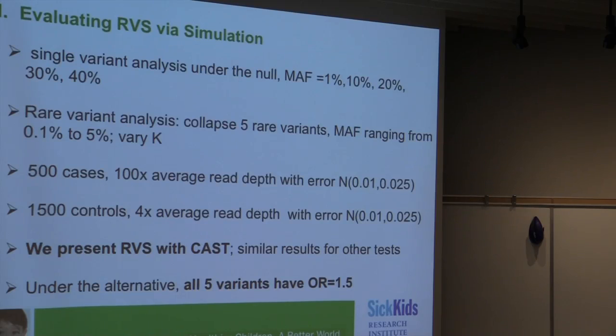And so here we're just going to use that CAST test I told you about. I'm not going to show you results with any of the other rare variant tests. Basically, you get similar results in terms of controlling type 1 error and power, which is what we're interested in here. We don't want spurious results from just throwing sequence data together. And then also going to look a little bit at the power, and we've created a situation where it's a rare variant analysis and all of the variants have a small odds ratio of 1.5.